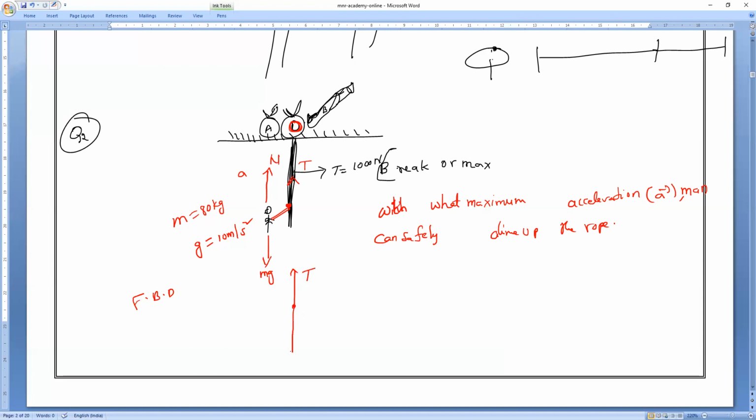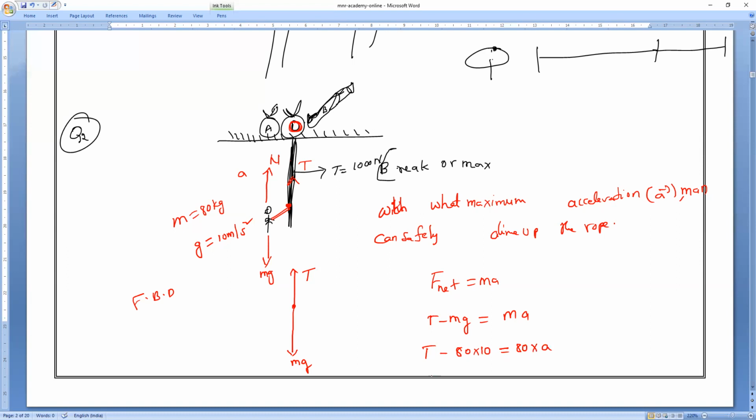And the boy whose weight is mg is pulling downwards. So these are the forces acting. F net is equal to ma. So what is the net force? T minus mg equals m into a. Mass value is 80. Am I right or wrong, everybody? 80 into g value is 10, which equals m, mass value is again 80, into a.